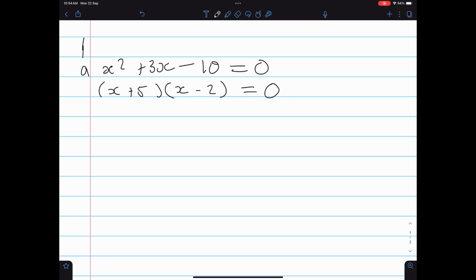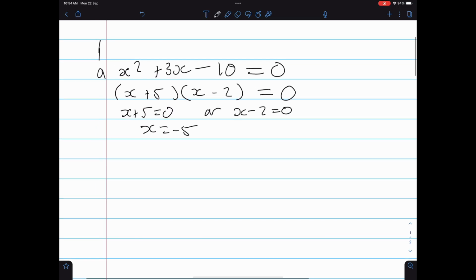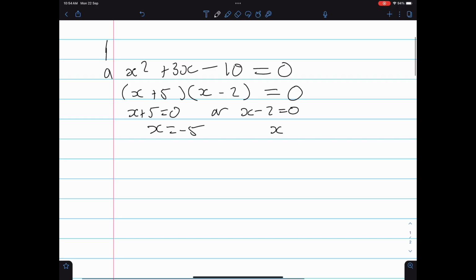So now we have two things multiplied together, they get 0. That means at least one of them has to be 0. So x plus 5 could equal 0, or x minus 2 equals 0. So the answer will be x equals minus 5 or x equals 2.